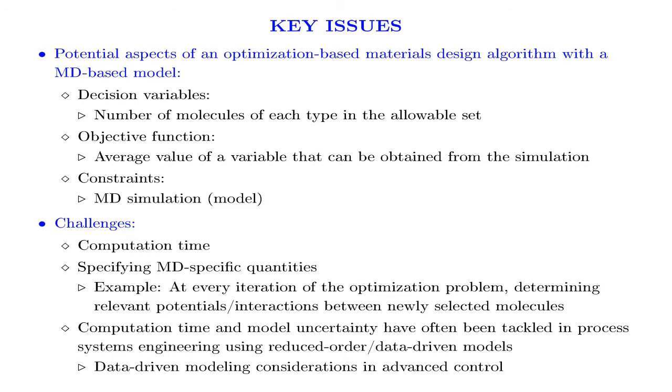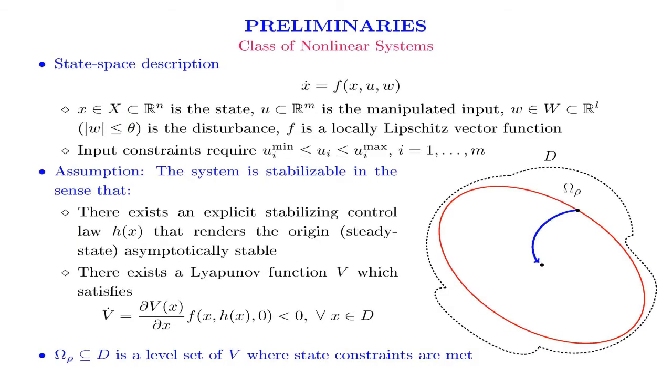I'll provide some preliminaries for this presentation by starting with the class of systems we are looking at. So we consider that the state, input, and disturbance are all bounded. We'll also consider that the process is stabilizable, meaning there exists some control law, which here we denote as h of x, that is able to drive the process state to the origin. And the way that we will evaluate this mathematically is via Lyapunov functions.